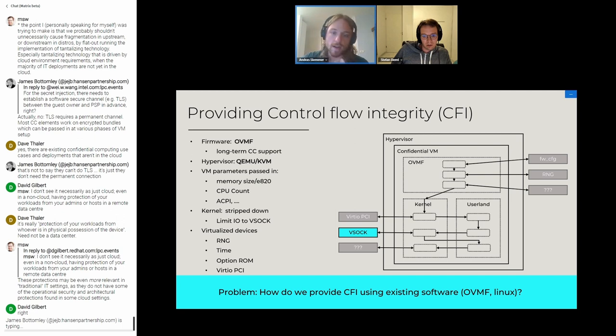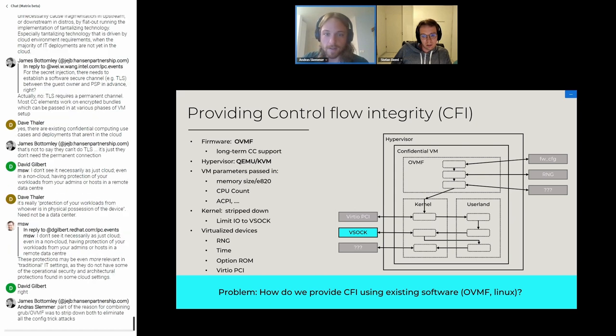A couple of days ago, I heard about option ROMs, which I didn't even know what those were. But basically, you can inject arbitrary code into the VM through that. So we have all these features that were developed for OVMF and the kernel, but all those features suddenly become attack vectors in the confidential computing realm.